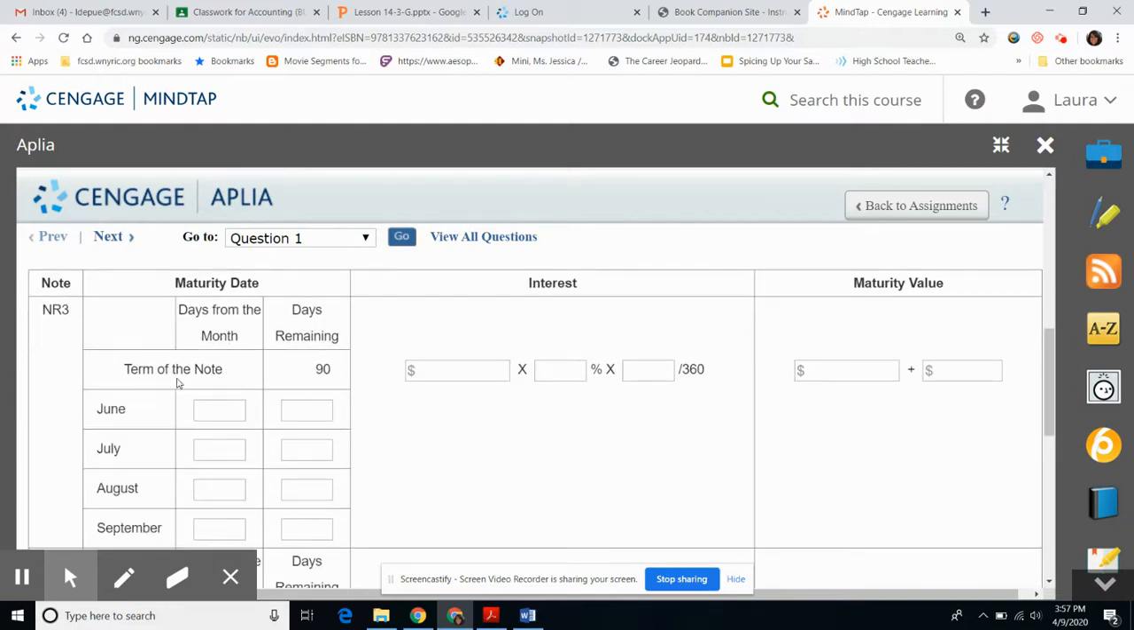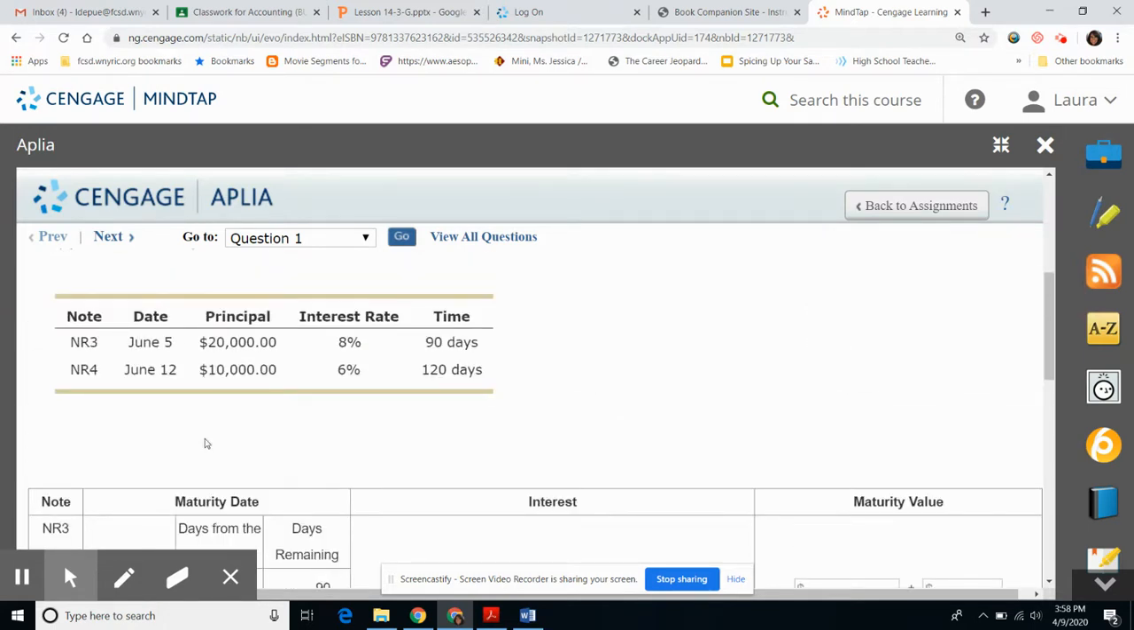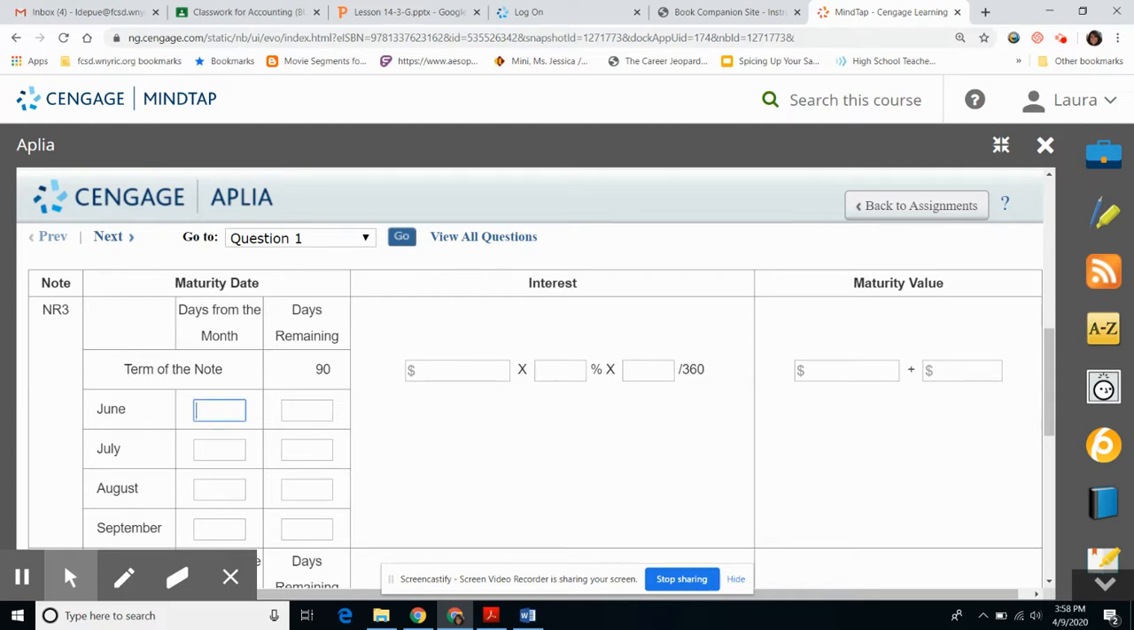What we have to do is figure out the terms of the note, the days that are remaining from the month. It started out with 90 days. In June, there's 30 days. So in here, we're going to put the dates of June the 5th through the 30th. Sorry about that. We know that it's the 5th through the 30th, so from June 5th to June 30th, it's 25 days. That's what they want in there.